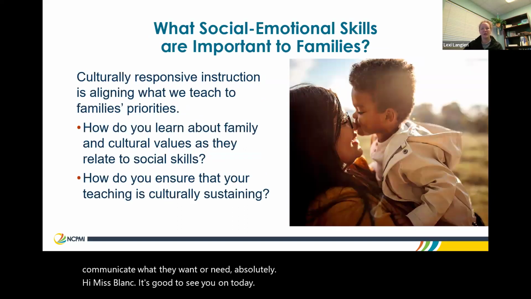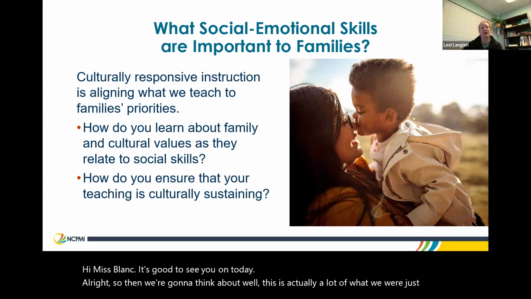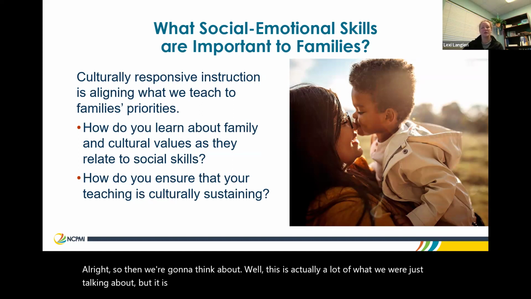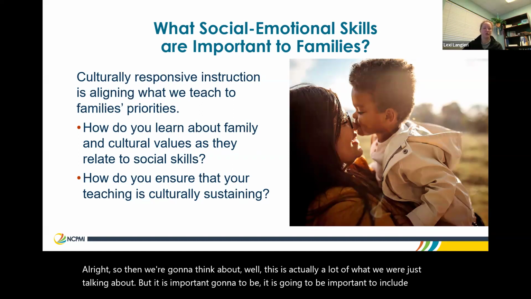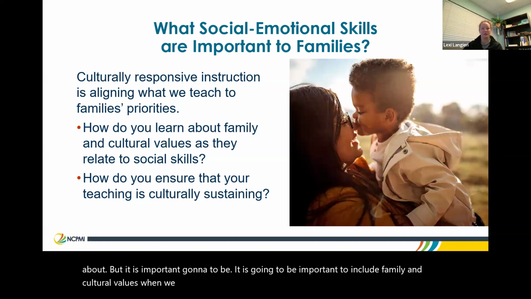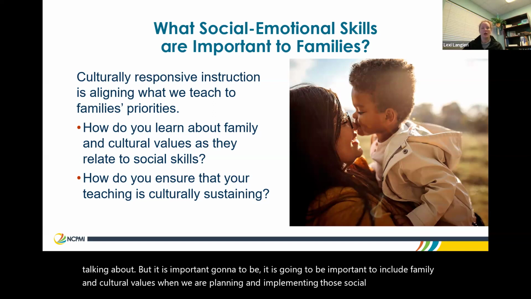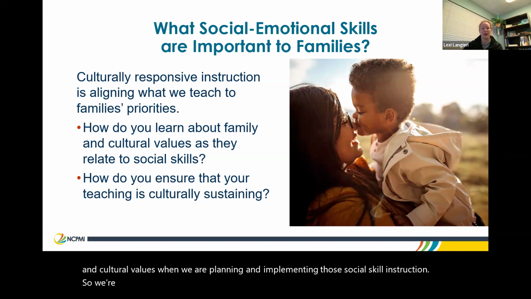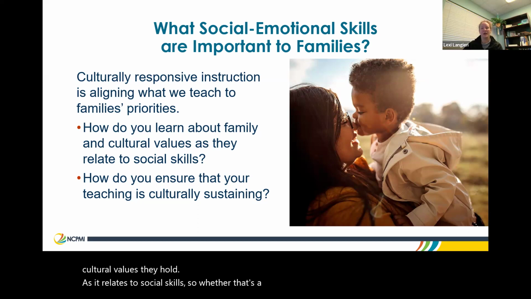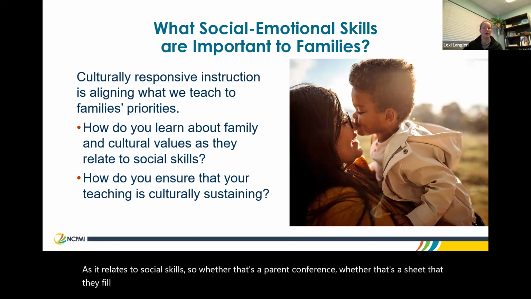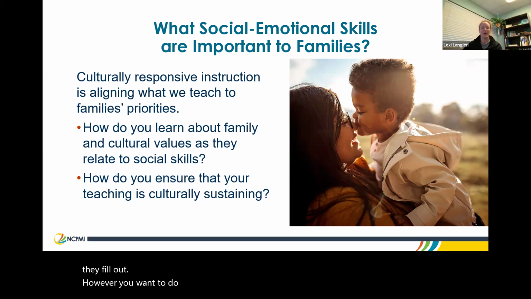All right. So then we're going to think about, well, this is actually a lot of what we were just talking about, but it is going to be important to include family and cultural values when we are planning and implementing the social skill instruction. So we're going to want to consider how we are going to learn about our families and the cultural values they hold as it relates to social skills. So whether that's a parent conference, whether that's a sheet that they fill out, however you want to do that, we do want to have those conversations, and we do want to ask those kind of harder questions.